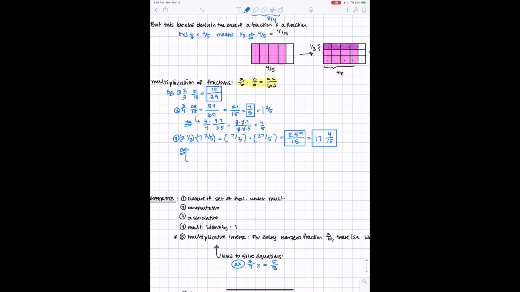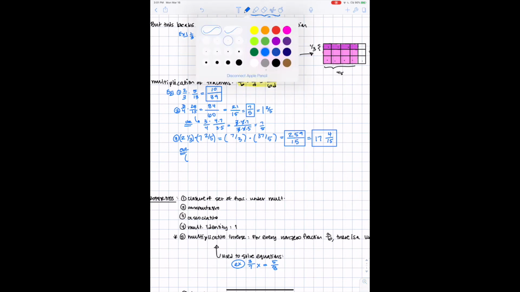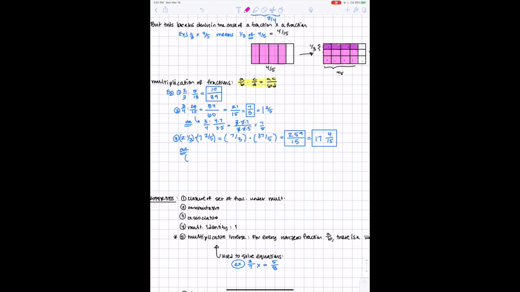So remember, 2 and a third really means 2 plus a third, and 7 and 2/5 really means 7 plus 2/5. So I'm going to rewrite these in terms of addition.